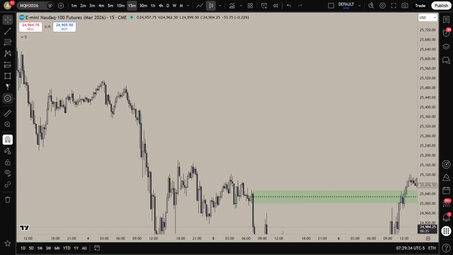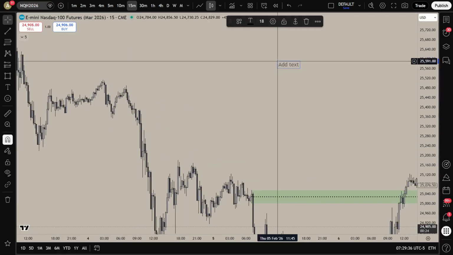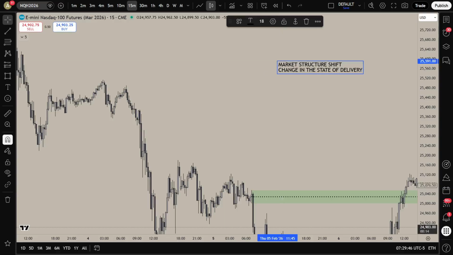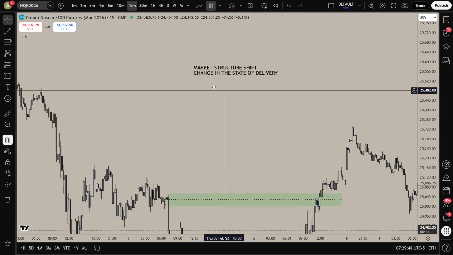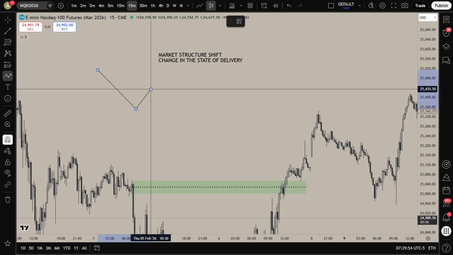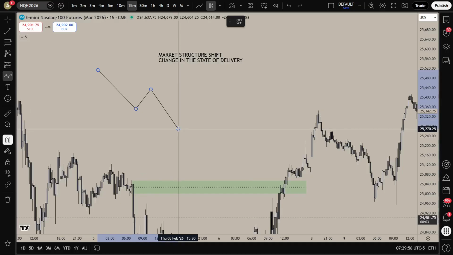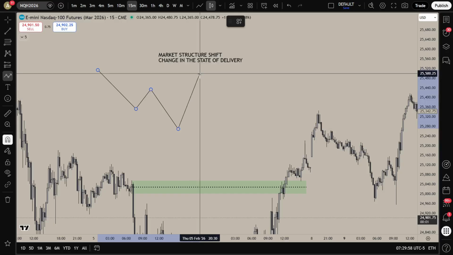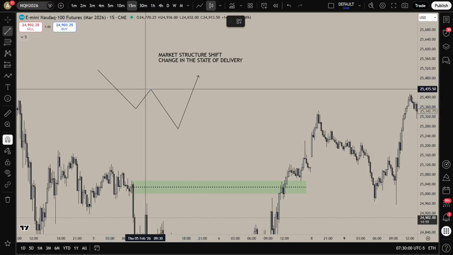What is an MSS? MSS is a market structure shift, and CISD is change in the state of delivery. Okay. Market structure shift and change in the state of delivery both can be used for trying to identify a structural change. When this high gets broken, this is known as an MSS.